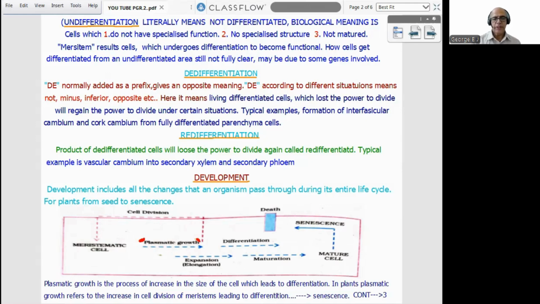Now comes the last term in this series, that is redifferentiation. Product of dedifferentiated cells will lose the power to divide again, and it is called redifferentiated. Typical example is vascular cambium into secondary xylem and secondary phloem that will not divide. That is regarding 4 terms: undifferentiated, differentiated, dedifferentiated, and redifferentiated.